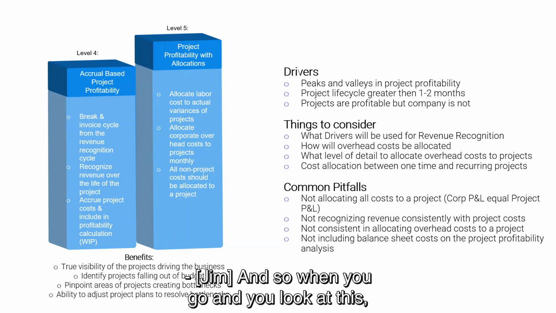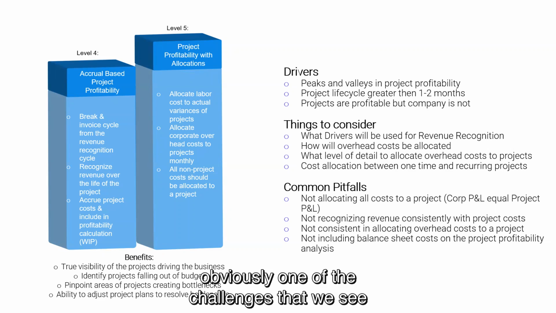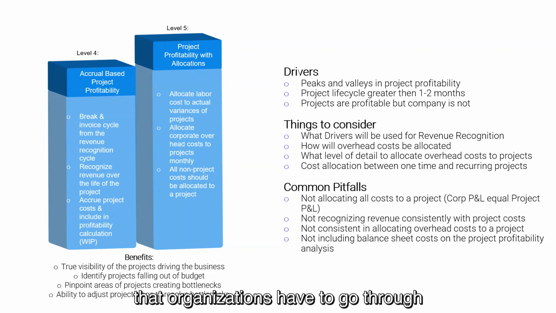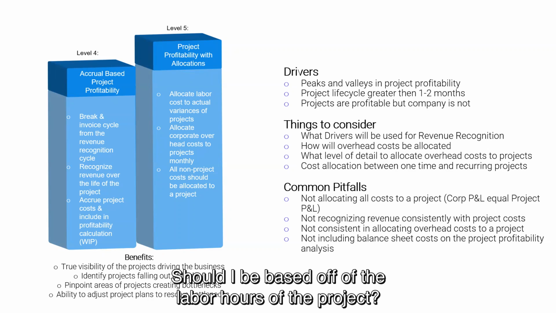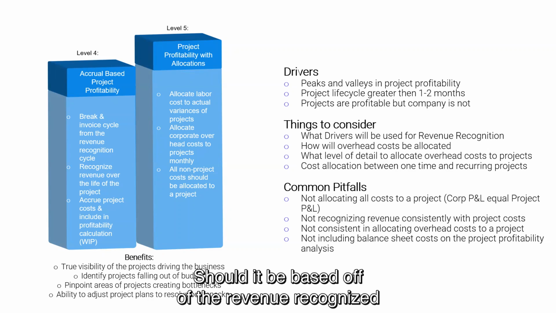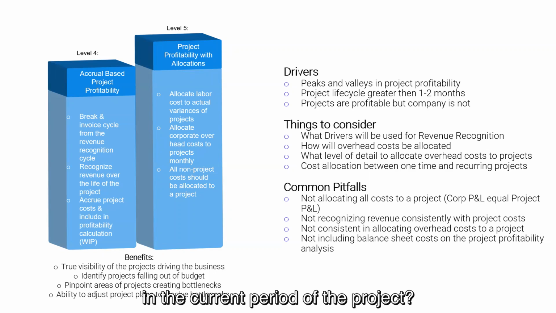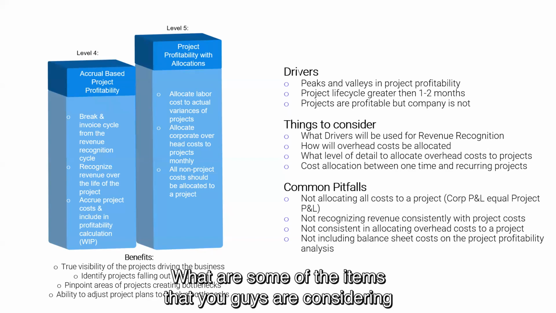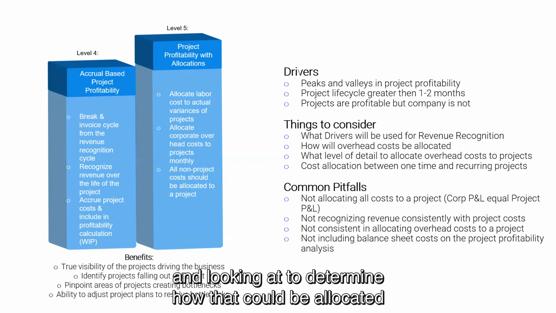And so when you go and you look at this, obviously one of the challenges that we see that organizations have to go through is how should I allocate this project? Should it be based off of the labor hours of the project? Should it be based off of the revenue recognized in the current period of the project? What are some of the items that you guys are considering and looking at to determine how that could be allocated, or some of your thoughts?